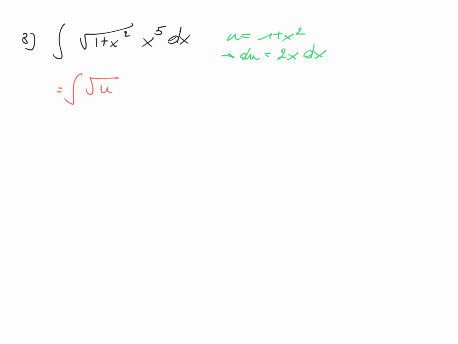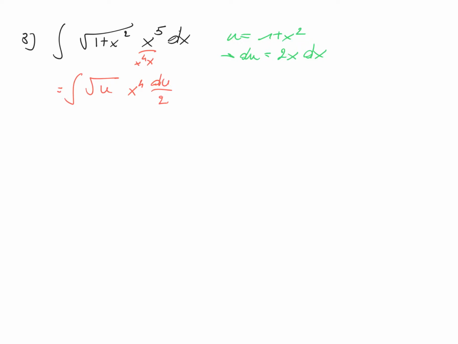So example 3, let's calculate the integral of the root of 1 plus x squared times x to the power 5 dx. For a substitution, we will try the part which is below the root, so it's the function of x within another function, so u is 1 plus x squared. This means that du is 2 times x dx. So if we plug this in, this is the integral, the root of u. Then we have x dx, so this is x to the power 4 times x. So x dx is du divided by 2 times x to the power 4.